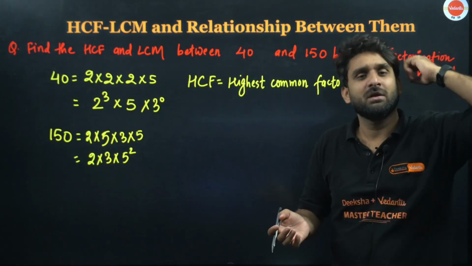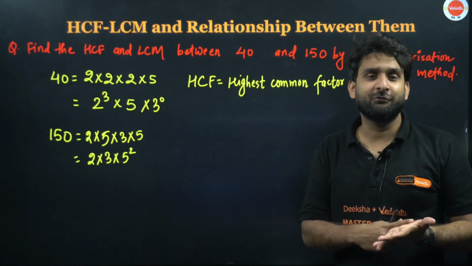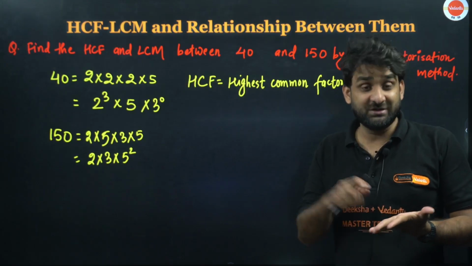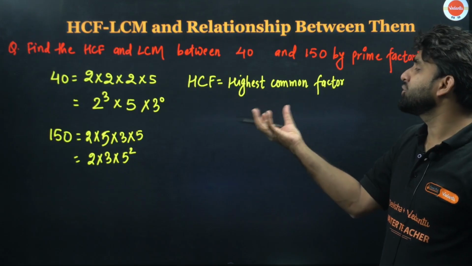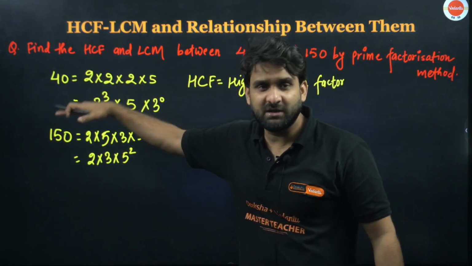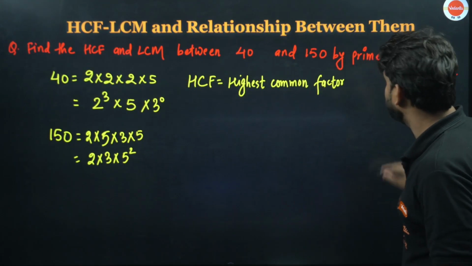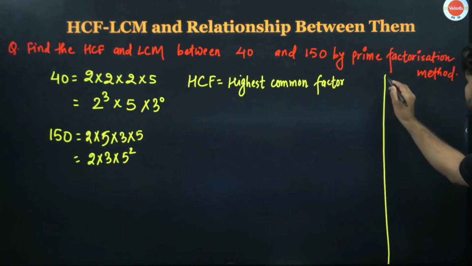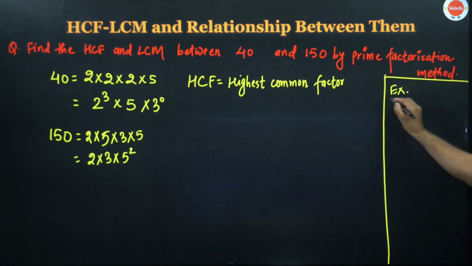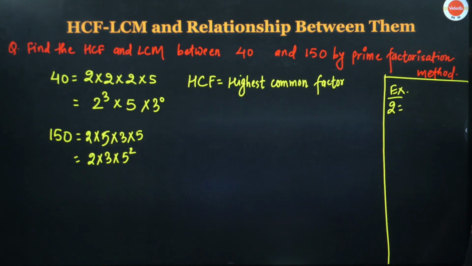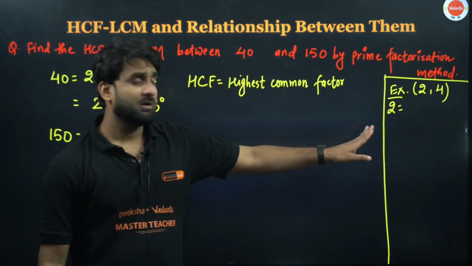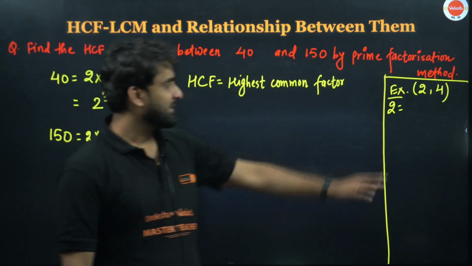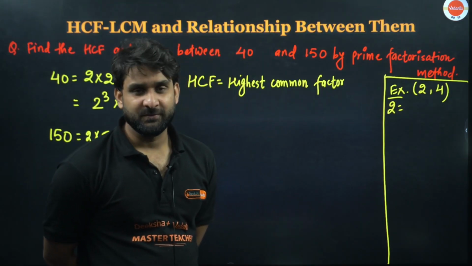For example, if I ask you the factor of 4, the factors of 4 are 1, 2, and 4. So these are called factors. But here it is common. So common means the highest value that can divide this and also that. I'm taking one simple example. I have two numbers, 2 and 4. If I ask you to find the HCF of this pair of numbers, 2 and 4.